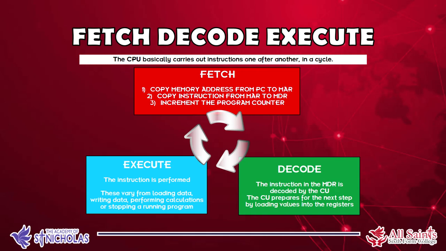Okay, so we've got fetch, decode, execute. And what this will do is start a fetch, and this will actually use these things called registers. These registers will enable us to copy the memory address from the PC to the MAR, and the MAR stands for memory address register. It will copy the instruction from the MAR to the MDR. So the instruction will go into the memory data register, and it'll increment the program counter. In other words, once we've started an instruction, it will just add one onto the program counter.